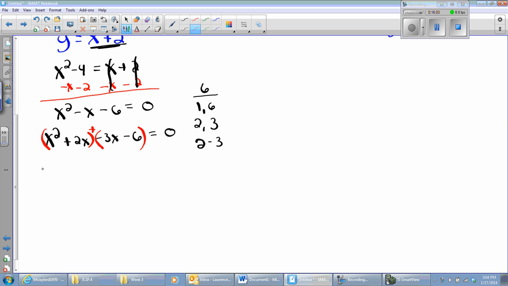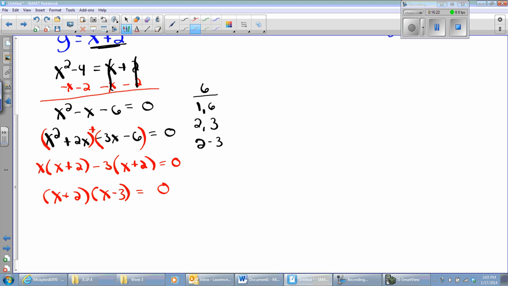And so I'm going to get x times the quantity of x plus 2. And I'm going to factor out a GCF of negative 3, and I'll get an x plus 2. It's all equal to 0. And then I'll pull out an x plus 2. Be left with an x minus 3.